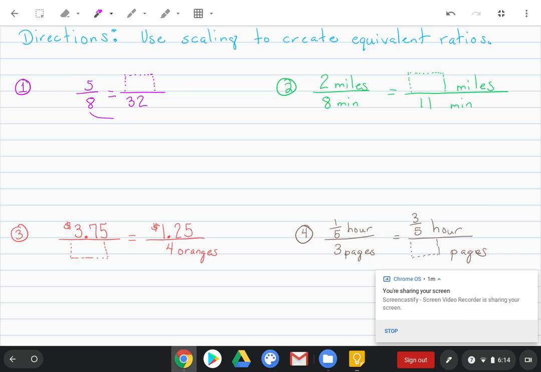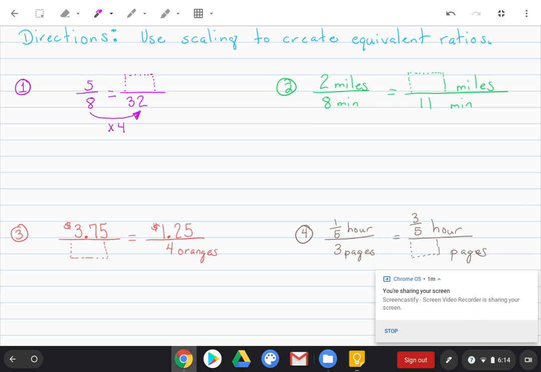Is there an easy way I can go from this 8 to this 32, either multiplying or dividing? And our answer is yes, there is. I can take 8 and multiply it by 4, and that gives me 32.